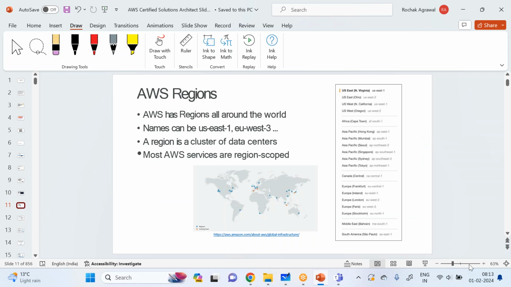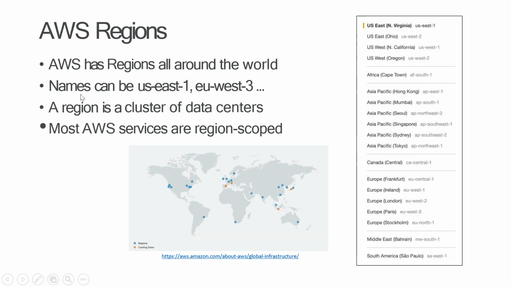So we have covered the regions. AWS has regions all around the world. Names will be like EUS1, different names will be there. So this is a complete list of the regions. A region is a cluster of data centers. And here, this is the most important thing: most AWS services are region scoped.